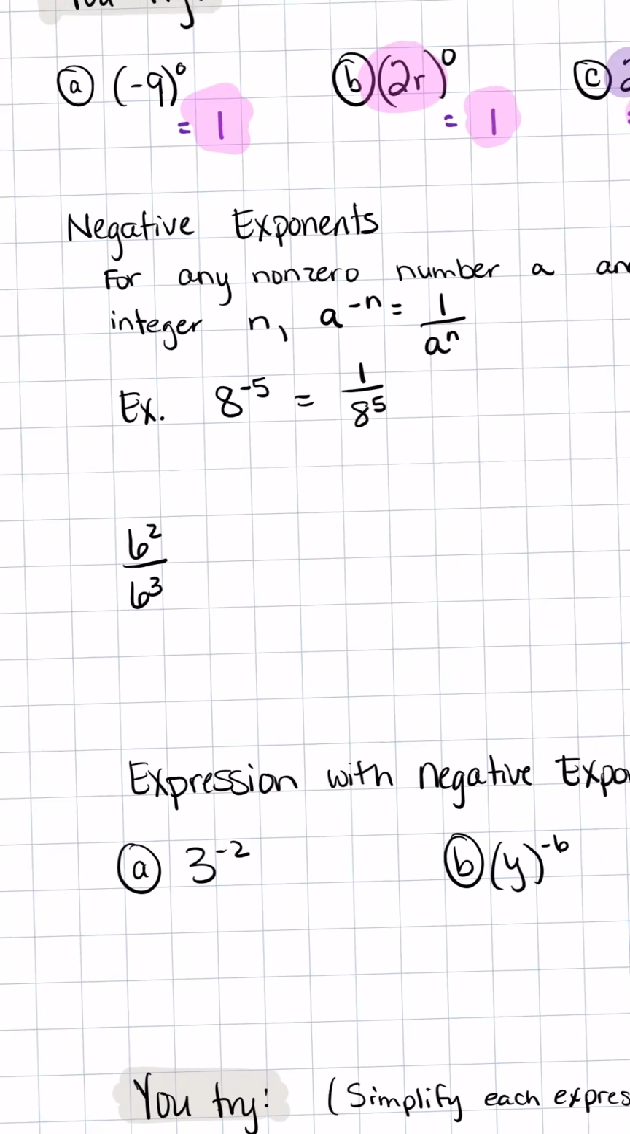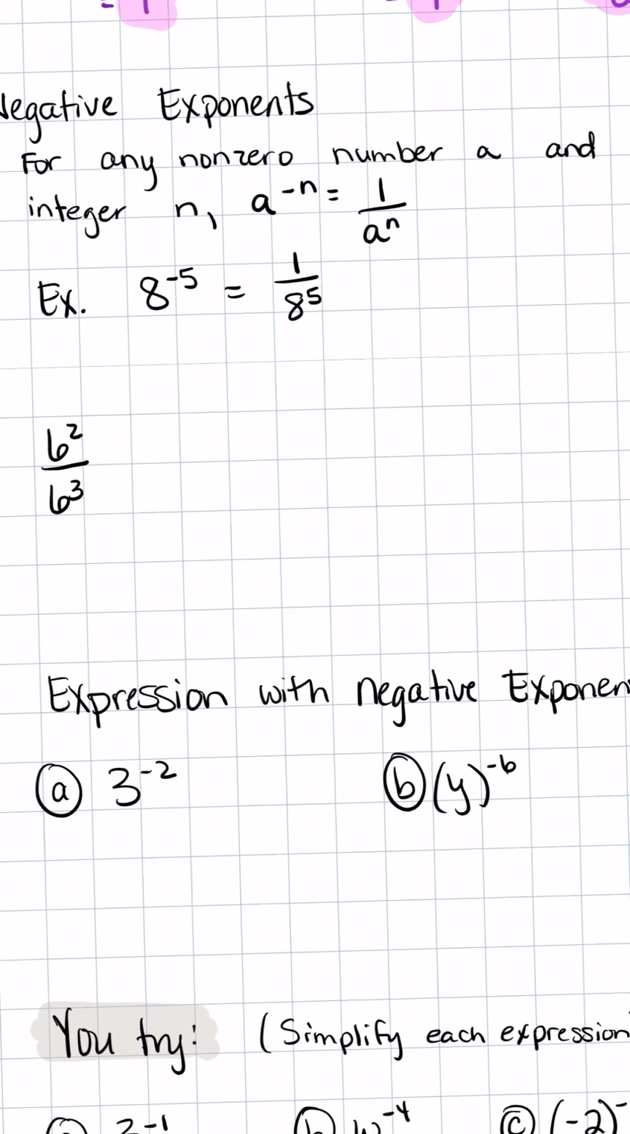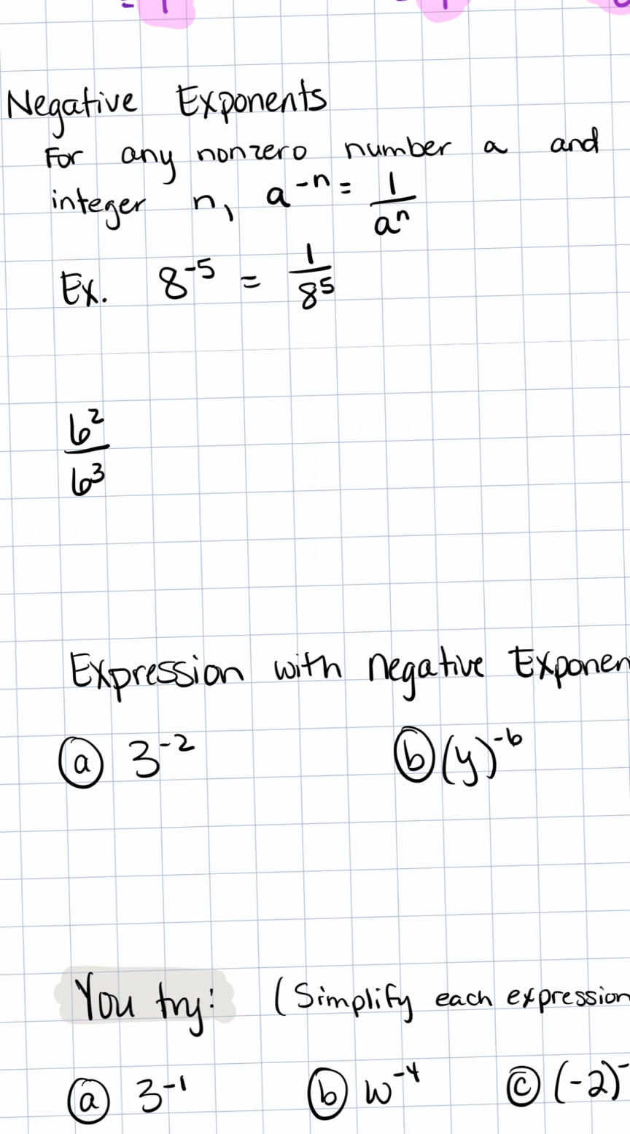Okay, so now let's look at negative exponents. So for any non-zero number a, and integer n, a to the negative n power equals 1 divided by a to the n. Okay? So let's get a little bit of a clearer understanding of that. If we look at this example down here, this is like saying 6 times 6, and this is like 6 times 6 times 6.